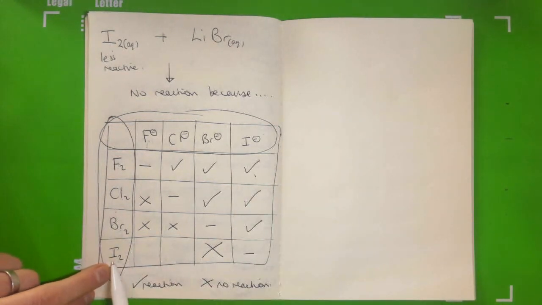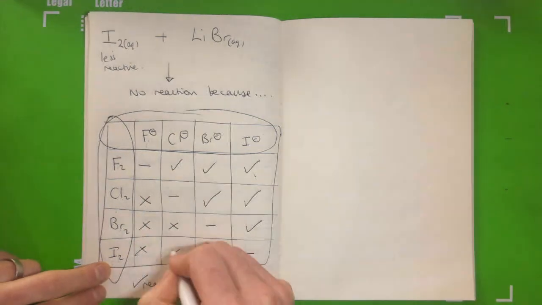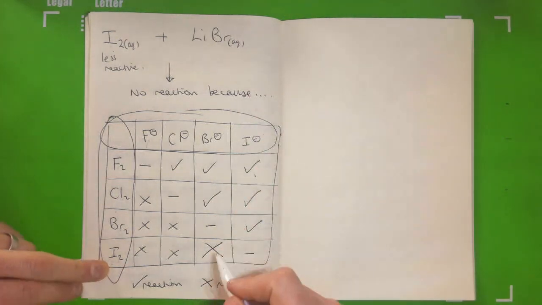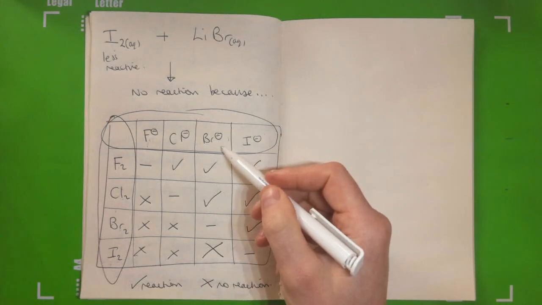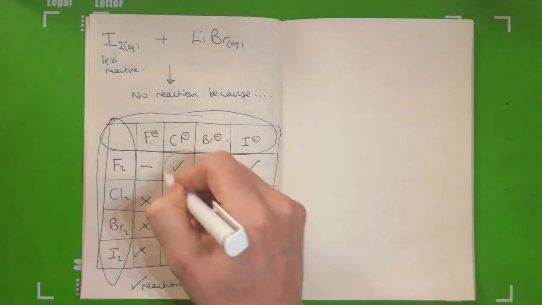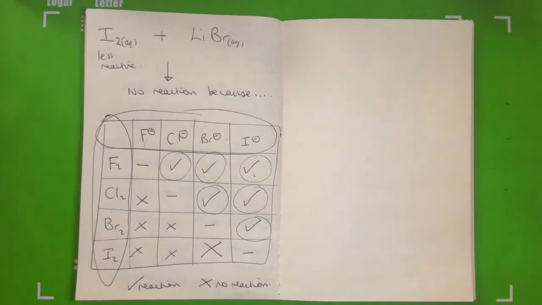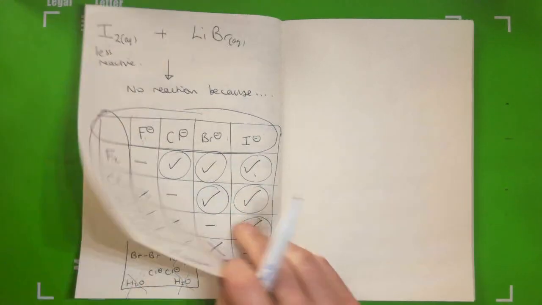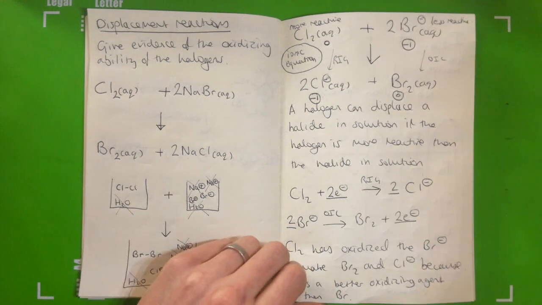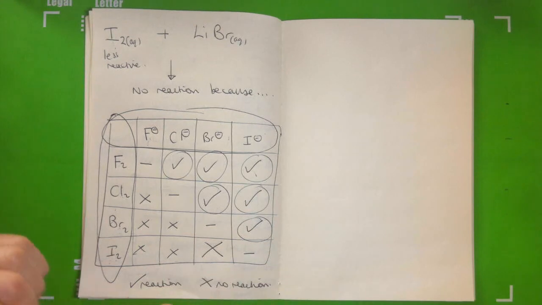Iodide isn't more reactive than fluorine. It is not more reactive than chlorine. It is not more reactive than iodine either, because it's the same thing, or bromine. So the only reactions that you get are these ones here. And they're the ones which follow our rule here. And we've explained that rule as well, and that trend. Okay?